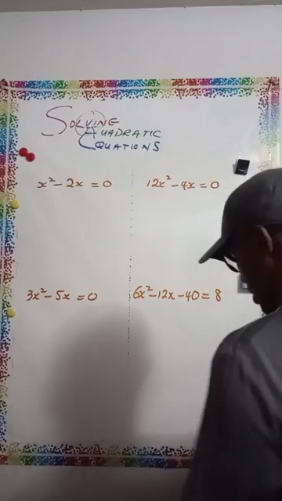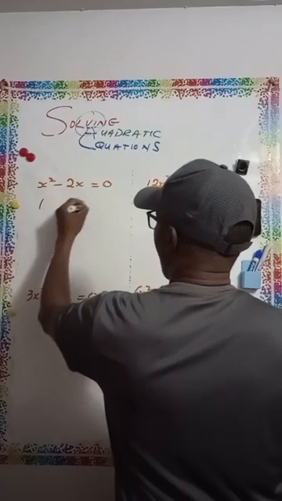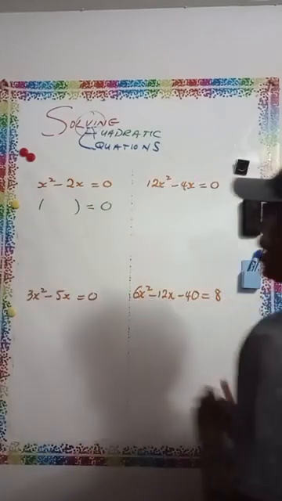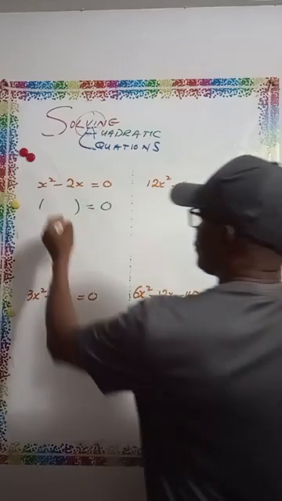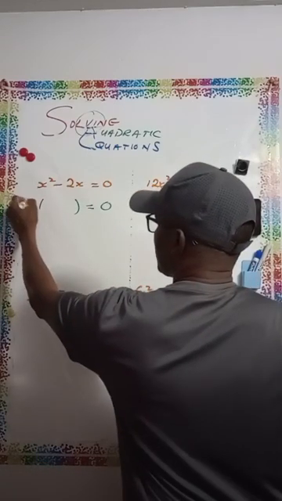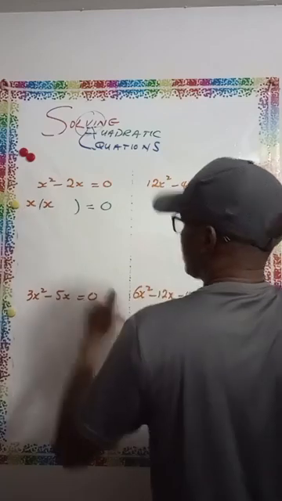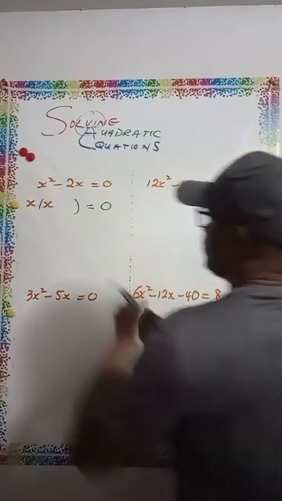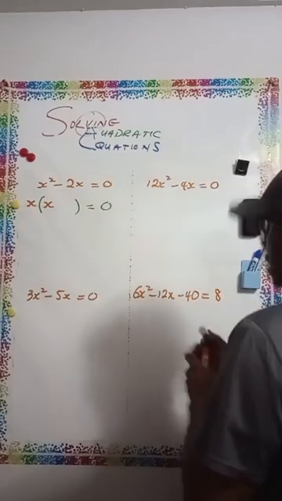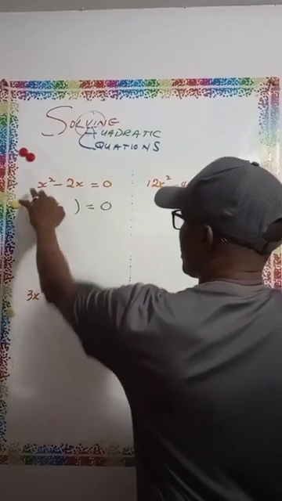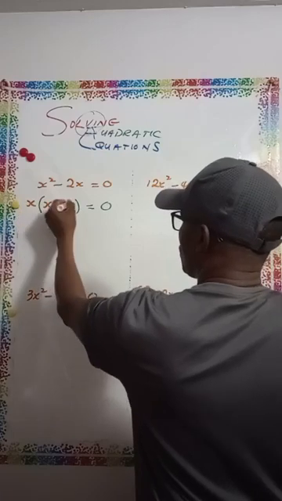Let's go and try that. So we have our parentheses here. And what's the highest common factor for x squared and x? That's going to be x, because x into x squared is x. Yes, x into x squared is x. Please note that. Because x times x is x squared. And x into 2x is 2.